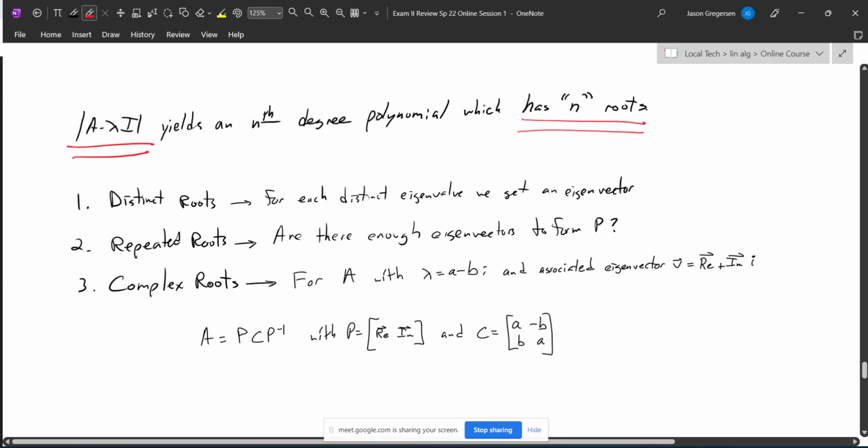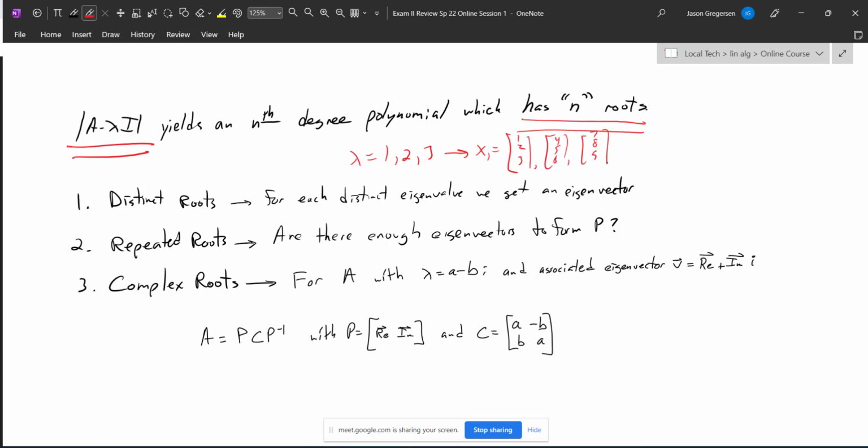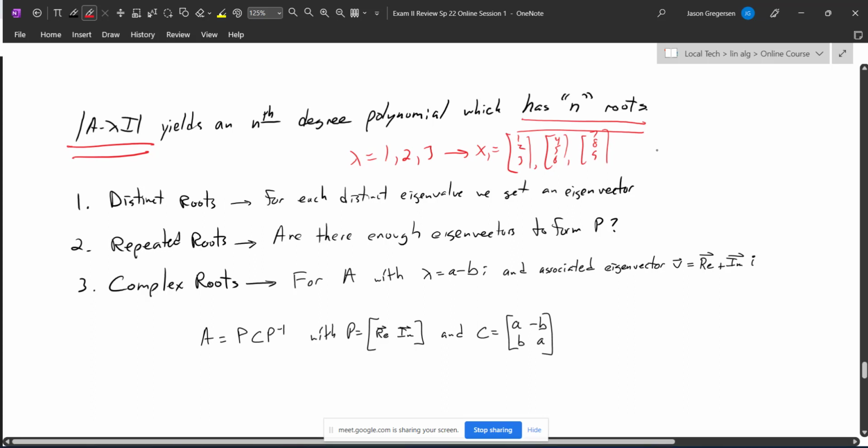Now, in the case where we have distinct roots, for instance, if we have lambda equals 1, 2, and 3, in this case, we are going to generate 3 associated eigenvectors. We'll get eigenvectors 1, 2, 3, 4, 5, 6, and 7, 8, 9 for maybe examples, kind of a made-up example. But 3 different eigenvalues are going to give me 3 different eigenvectors. In this case, I will always be able to take those eigenvectors and form a square matrix P, which is invertible, and I will be able to diagonalize.